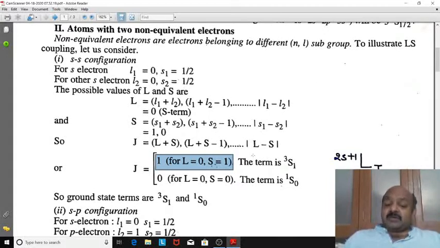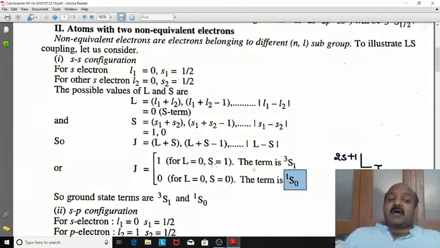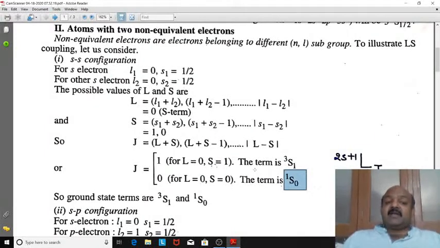Why? Because L minus S, 0 minus S modulus value, it will be 1. So we will have single value of J. Single value of J we write here, and it will be 3S1 state. Now for 0, 0 values, 0 plus 0 is 0, J value is 0, 1S0 state. So this is how terms are obtained when both two electrons are non-equivalent electrons and they are in ss configuration.